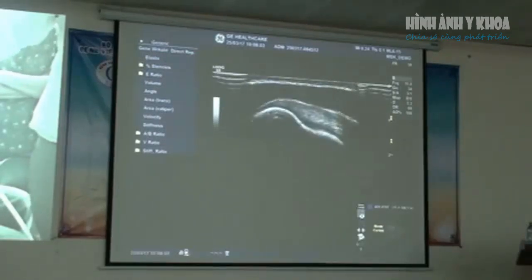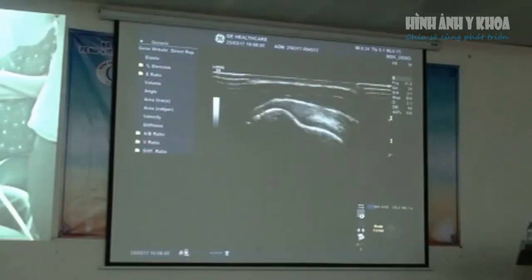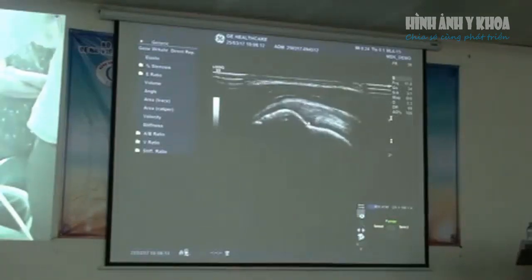So you can see there that just by rocking the probe, I was able to change the appearance of that footprint, and you can see that there's fibres that come all the way down, so that's normal appearance.